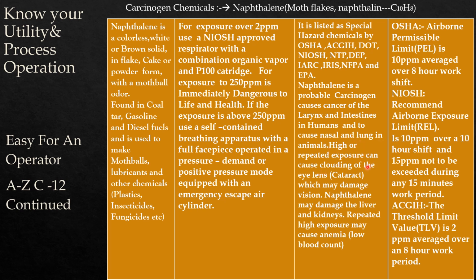Eye exposure or repeated exposure can cause clouding of the lens, that is cataract, which may damage vision also. Naphthalene may damage the liver and kidneys too. Repeated high exposure may cause anemia, that is low blood count.